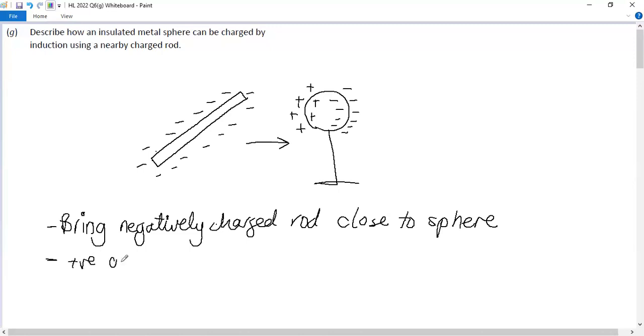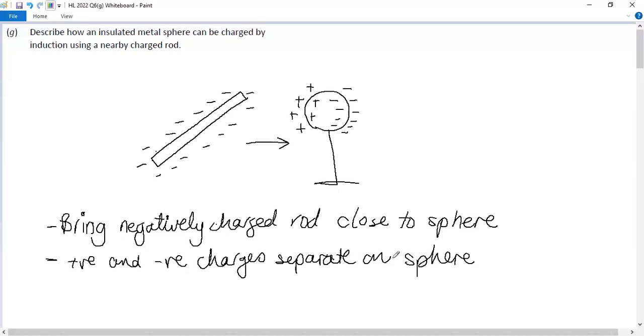Positive and negative, that's my shorthand for positive and negative charges. They separate on the sphere because the negative charges on the sphere want to get really far from the negative charges on the rod. Probably not my best handwriting, but I get the idea. Now I have the situation that I have up in my drawing and I want to be able to move my rod away. So I keep the rod close for the moment.